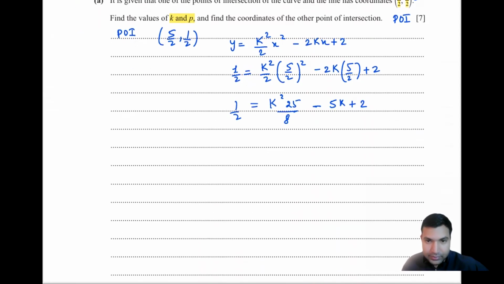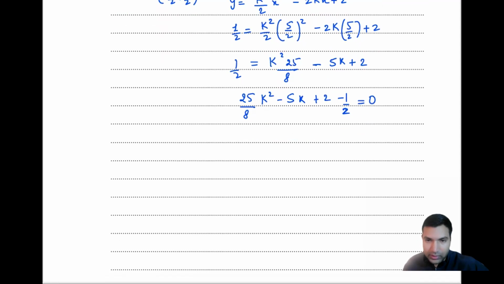This is what we will get, right? So now basically I can write it as 25/8 k squared minus 5k plus 2 minus 1/2, taking the constant to the right hand side, equal to 0. So this is a quadratic in terms of k.